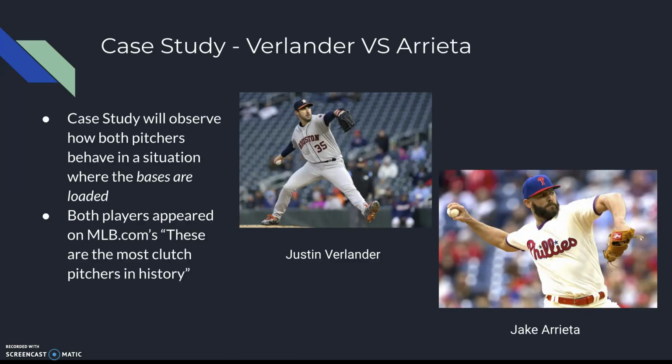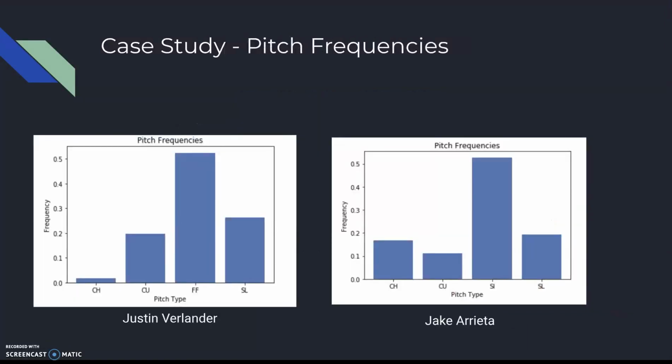To show how valuable this tool can be, and to compare it against some ideas that already exist in the baseball world, I decided to do a case study. As I said before, SPB is most similar to the idea of a so-called clutch pitcher instead of any traditional statistics. So I went on MLB.com and found a list of the most clutch pitchers according to MLB.com. I chose 2 of these pitchers, Justin Verlander and Jake Arrieta, and decided to see how they performed when the bases are loaded, which is a very high-pressure situation.